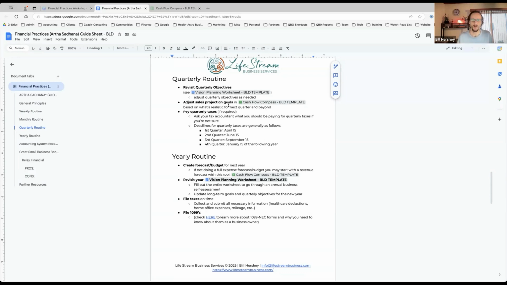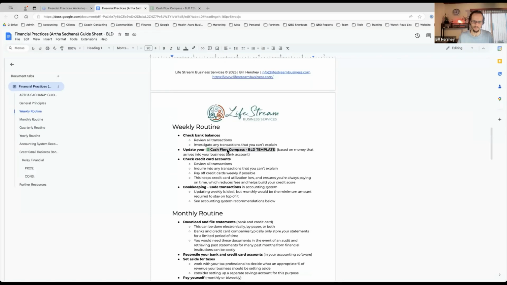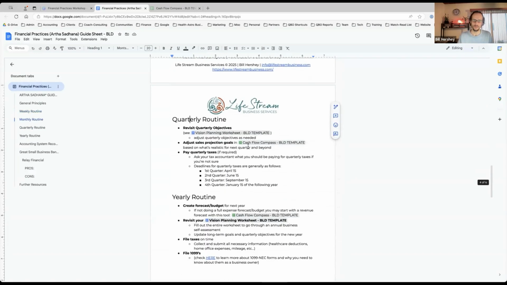So the tracking part, did we talk about the tracking part in the weekly routine? I skipped it. So I'm going to name this. This is actually the tool that I'm going to present to you here today. This is the Cash Flow Compass tool. And this is going to allow you to take that annual revenue goal that you would have set in the vision planning worksheet and break it down into those monthly targets.